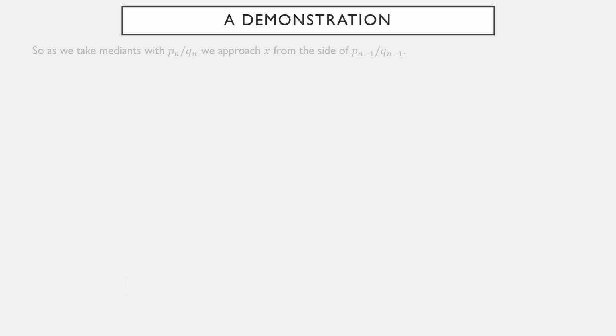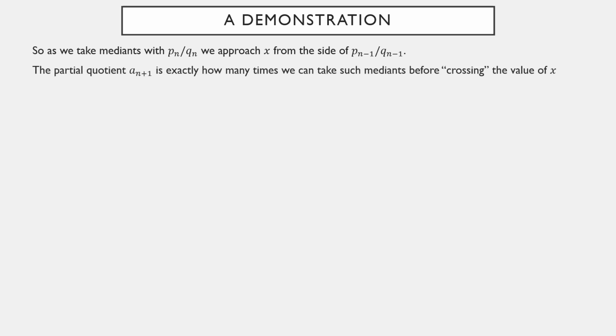So let's demonstrate this notion. We're going to take mediants with Pn over Qn as we approach x from the side of the previous one, P(n-1) over Q(n-1). The partial quotient a(n+1) is exactly how many times you can do that before you would cross the value of x. So let's suppose for the sake of argument that a2 is 4 and a3 is 3.